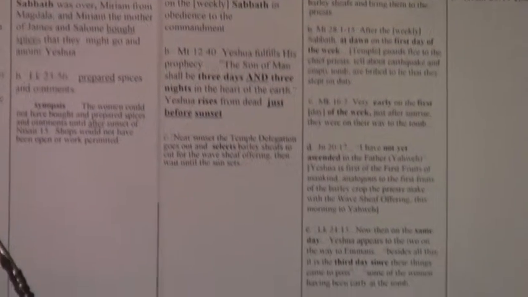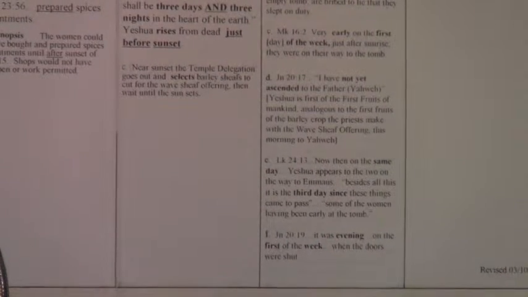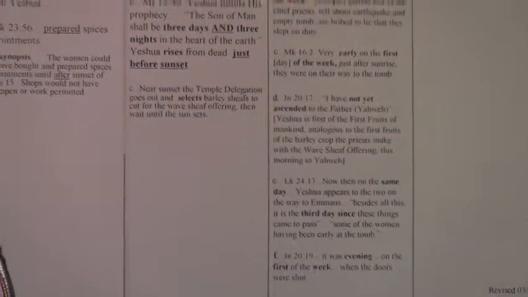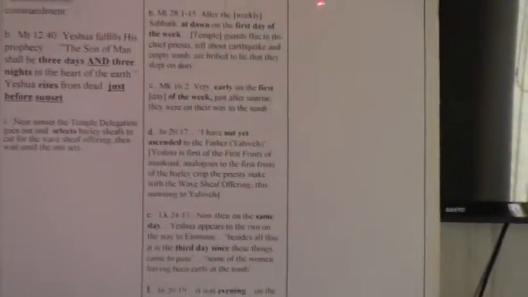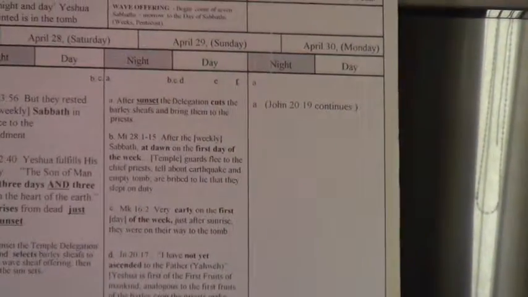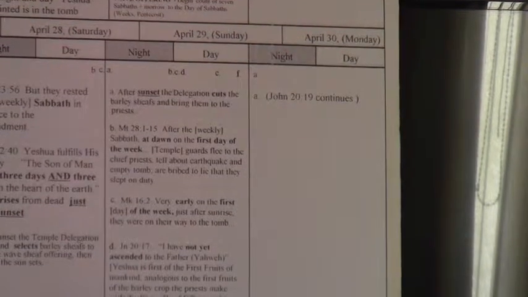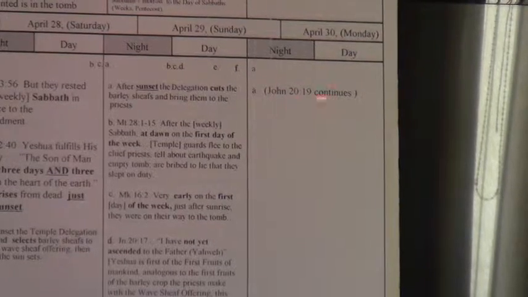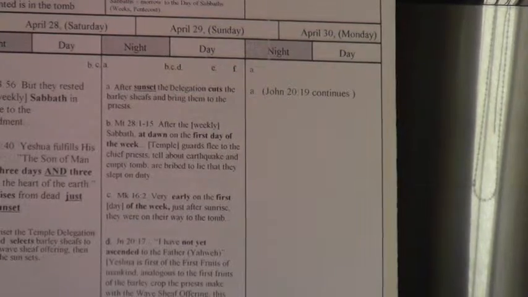John 20:19. It was evening on the first of the week when the doors were shut. Now that's when our Savior appeared to them. Asked him to have anything to eat. And the last time here, we've had 7 days up to Passover, and then we're talking 5 days afterwards. It's the fifth day of unleavened bread. And you can read John 20:19 for the events which followed.